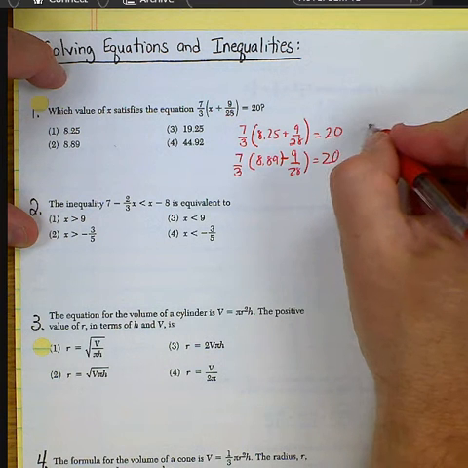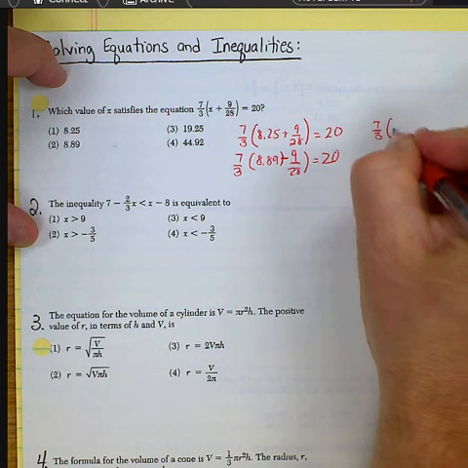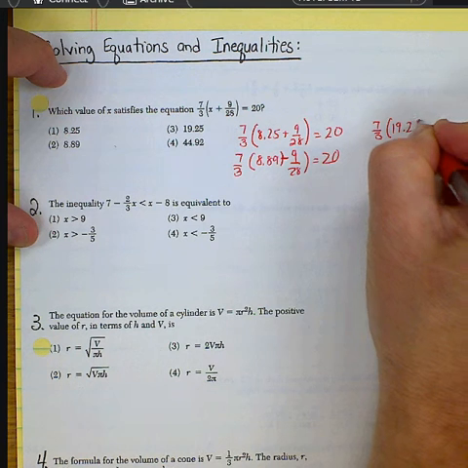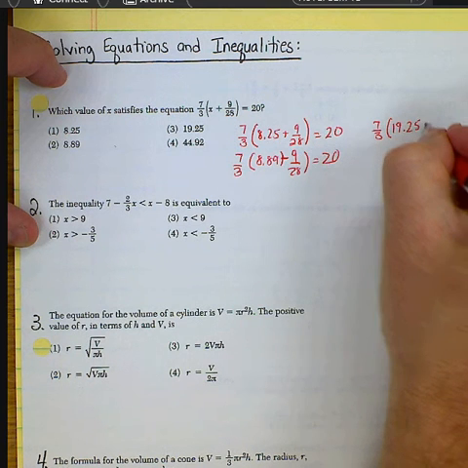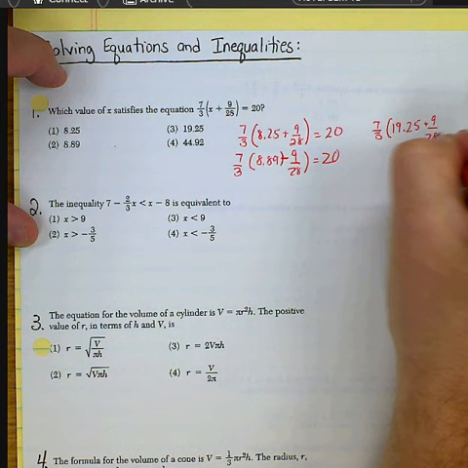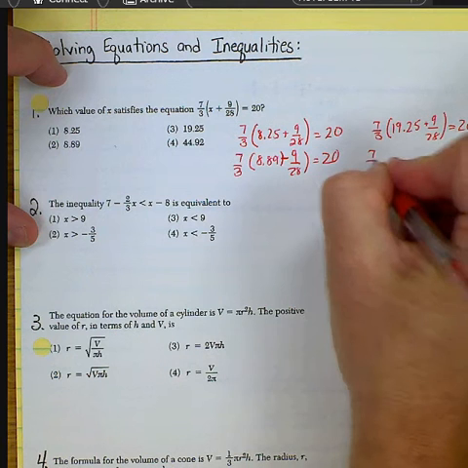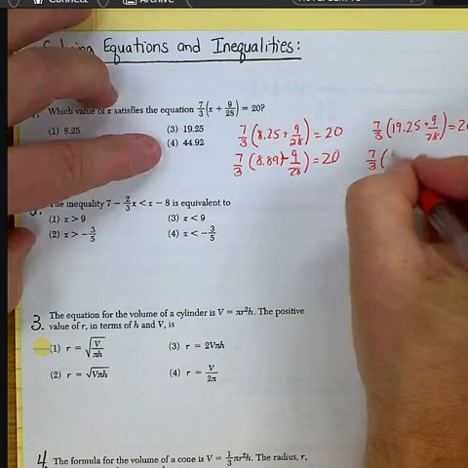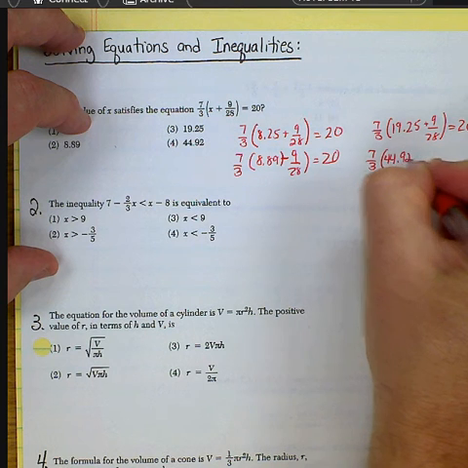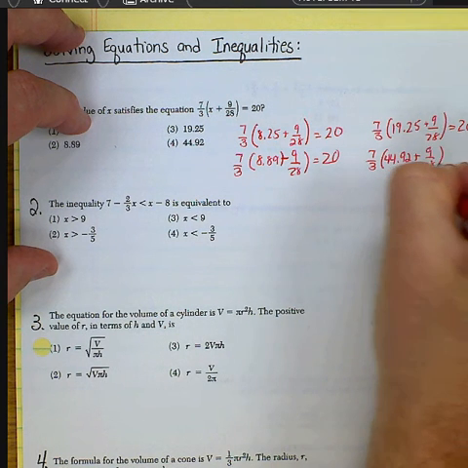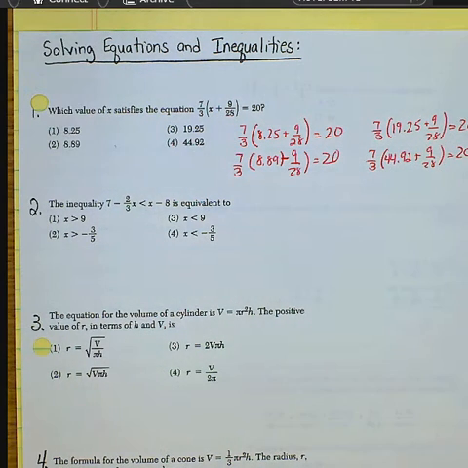I'll go to choice 3. 7/3 times 19.25, that's what x is, plus 9 over 28, that has to equal 20. And then finally 7/3 of 44.92 plus 9 over 28 has to be 20. So that's what we're going to take a look at.